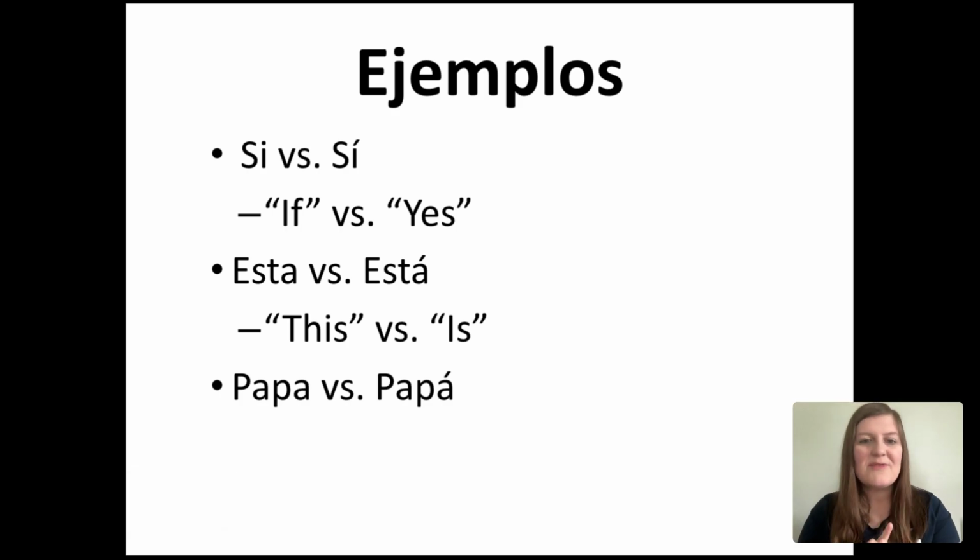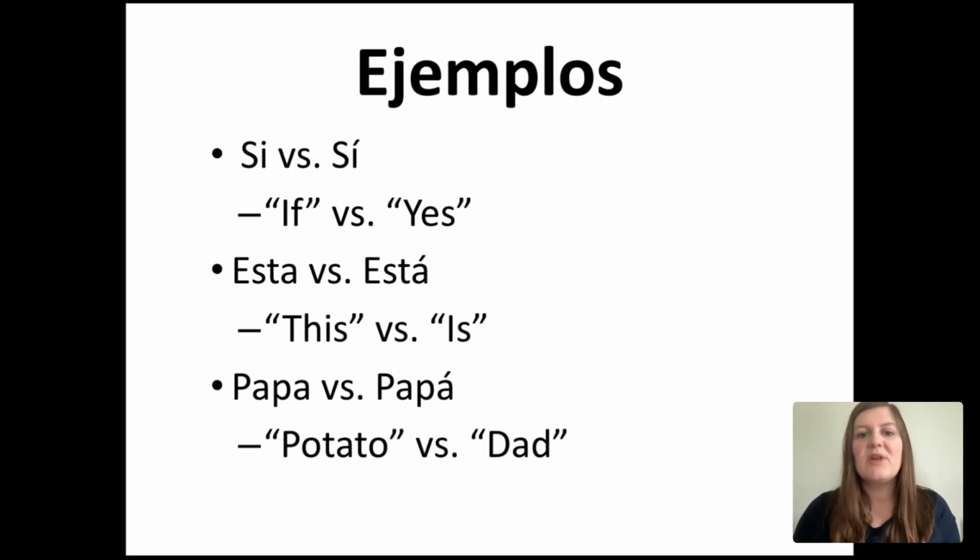If you guess that one of them means dad, you're correct. One of them does mean dad. You might also be thinking, oh, okay, maybe the other one means like grandpa or something like that. And that would be a good guess, but it's not. One of these words means dad, and one of these words means potato.